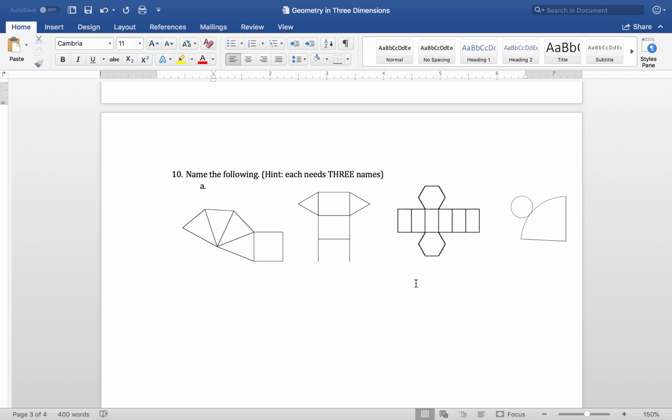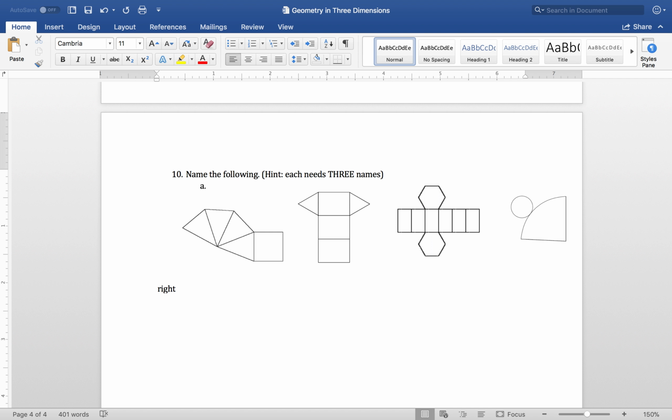And nets are the shapes I have right here. A net is if we were to take our shape, cut along the edges, and fold it down. So instead of it being 3D, it's now 2D. And we want to be able to name the nets. And just like with my other shapes, I'm going to want to use 3 words. The first word is going to be given to all of us. The nets are always going to be right. So they're always a right something. So all these guys are going to have right in their name.